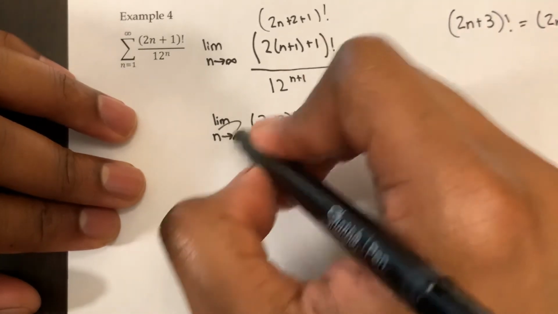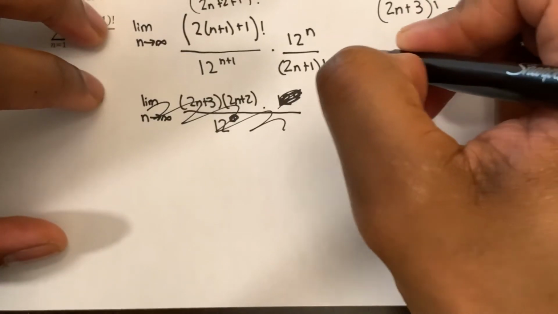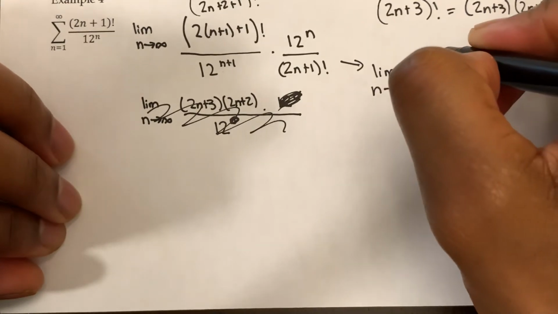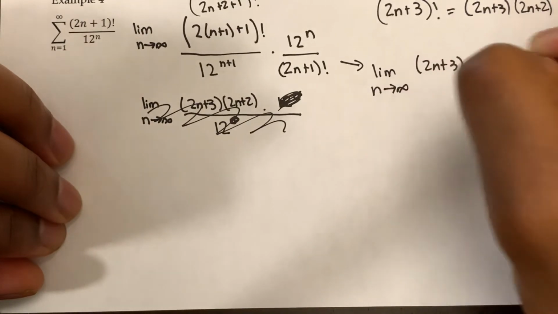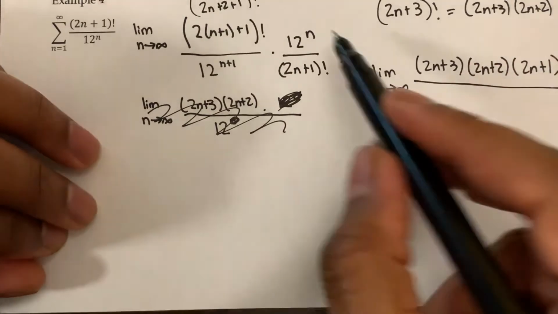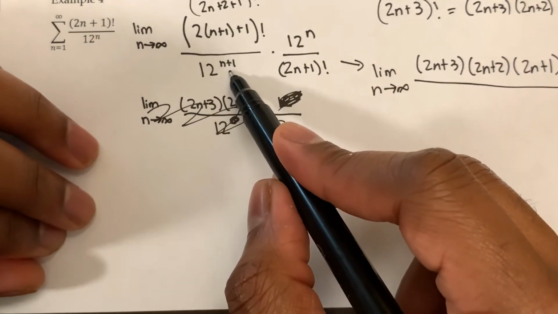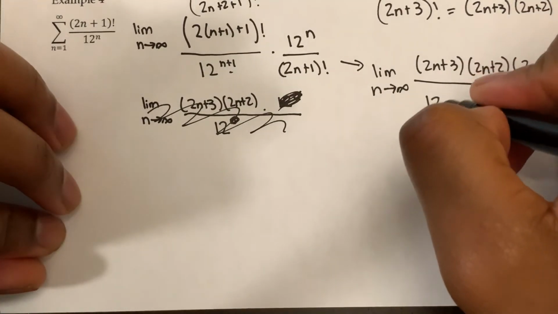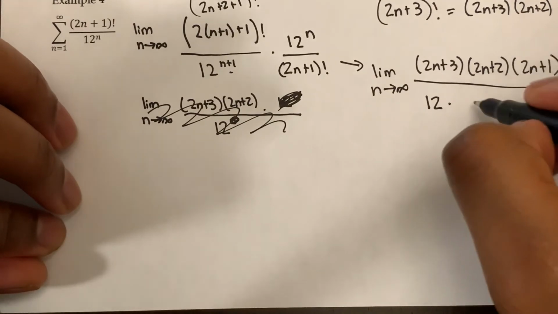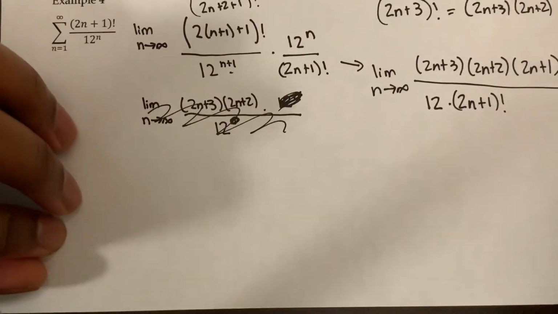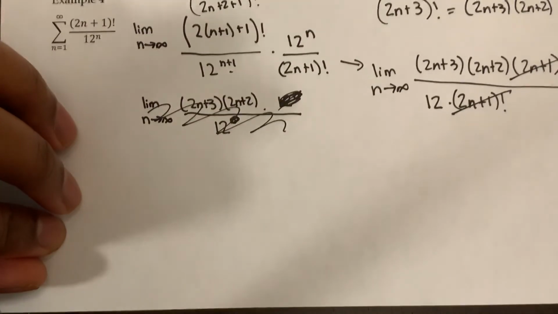So you know what, just start it over. So over here, we're going to have the limit when n goes to infinity of 2n plus 3 times 2n plus 2 times 2n plus 1 factorial. And again, the 12 to the n, 12 to n plus 1, they cancel so that you're just left with a single 12 in the denominator. So we have 12 times 2n plus 1 factorial.